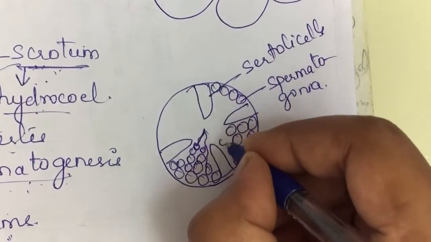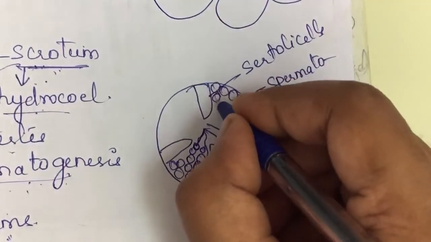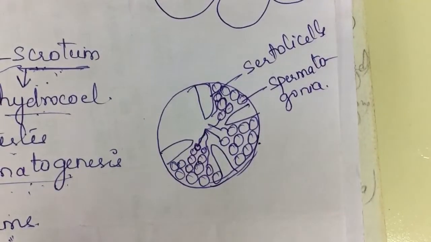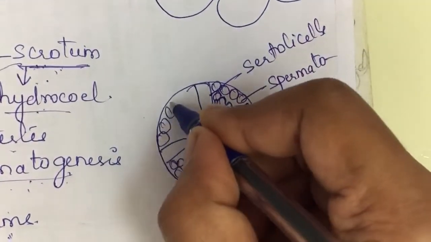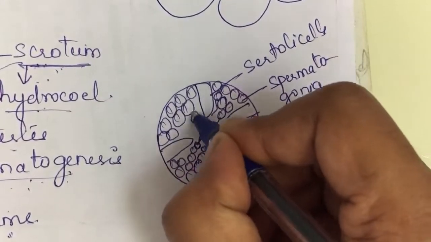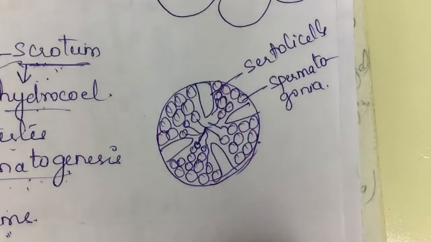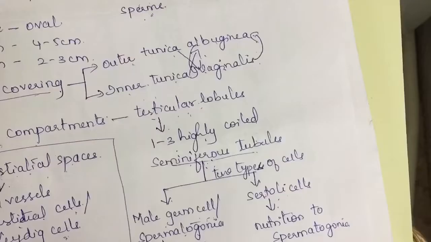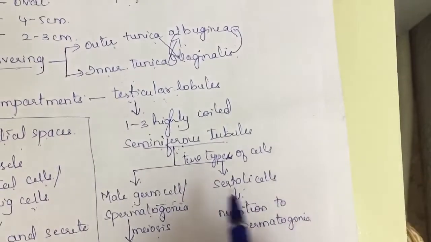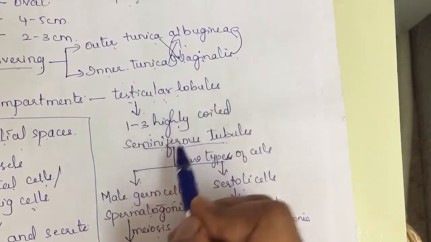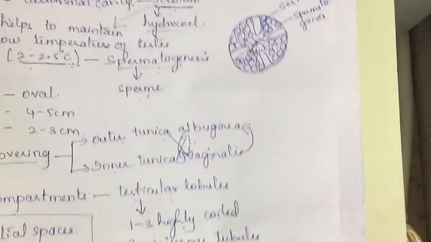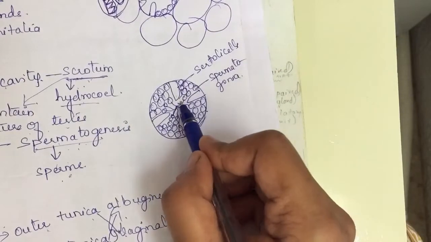Similarly, in other places of this Spermatogonia, the Sertoli cells also will appear like this. Okay. Now you have to fill here also. See, this is how sperms are appearing. Now, as I have shown earlier in this picture, seminiferous tubules and testicular lobules I have shown. In testicular lobules, seminiferous tubules consist of two types of cells, Spermatogonia and Sertoli cells. Spermatogonia will produce sperms, right?